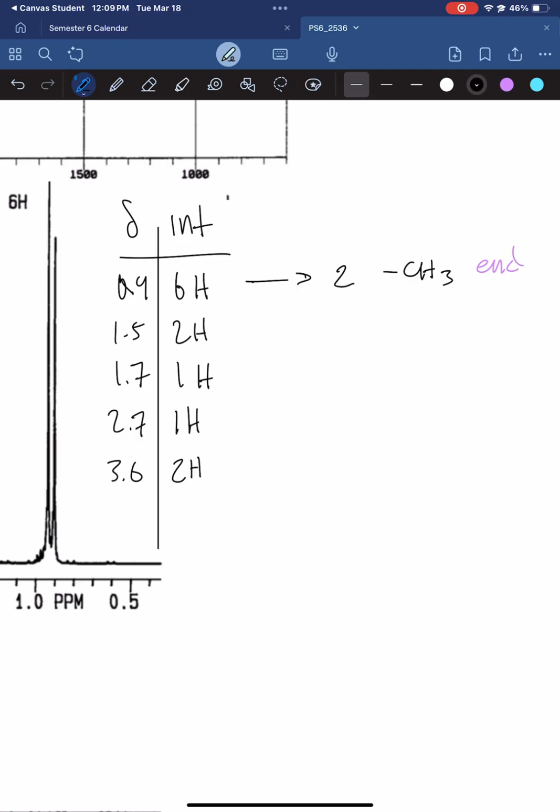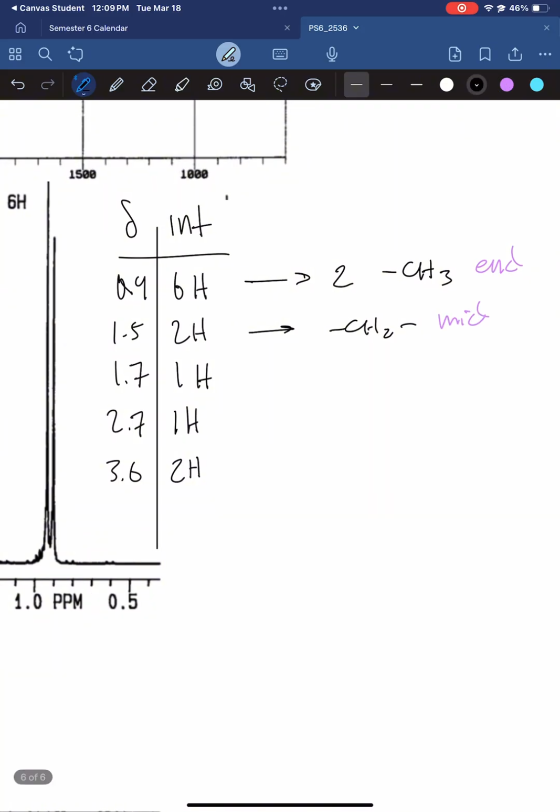We have 2 hydrogens here, likely going to be a CH2. This is going to be a mid piece. And now let's skip these hydrogens for now. Let's go to these 2 hydrogens, likely going to be a CH2. This is going to be a mid piece.